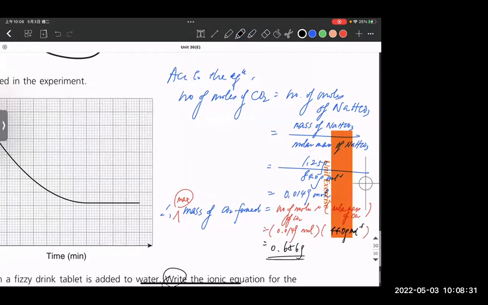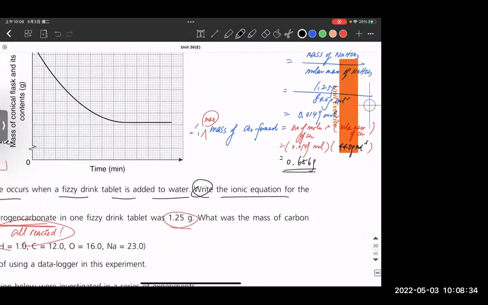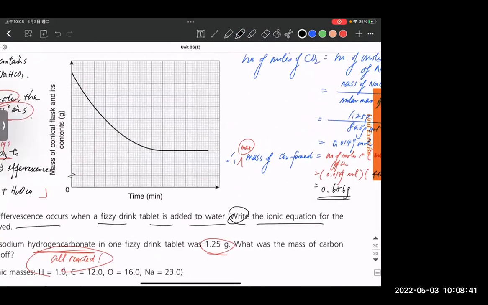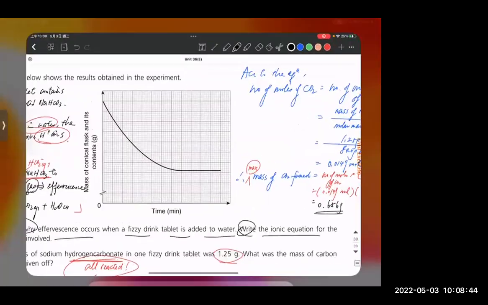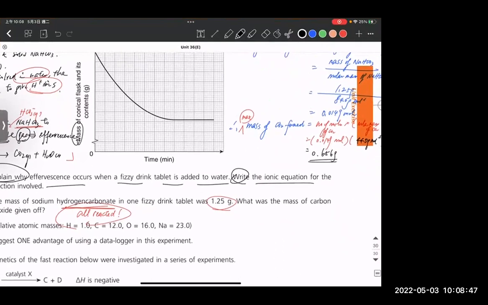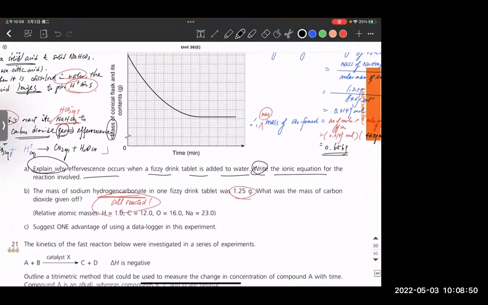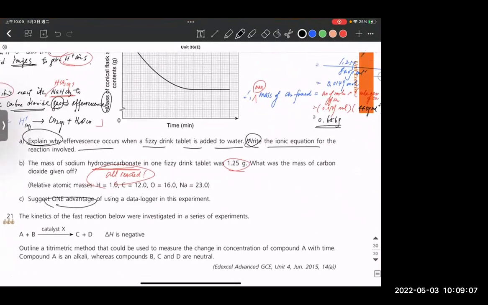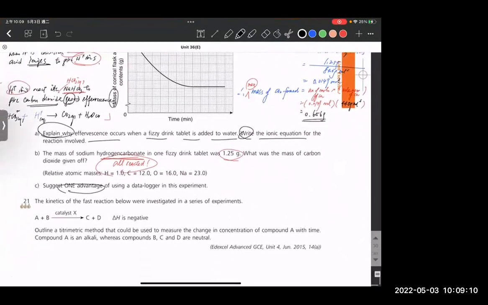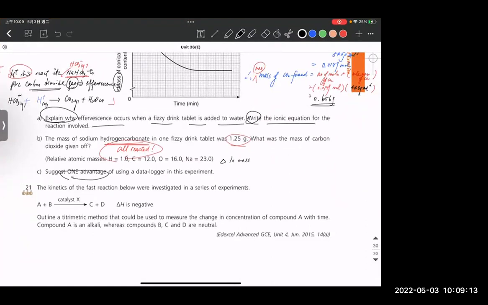But of course, in this question, they ask for mass only. But in practical sense, besides mentioning the mass, you can also measure the volume, right? So you may find the mass first over here, which will drop at 0.656. Okay, you get my point. So just one advantage of using data logger in this experiment. Don't mention it again. You should know the answer, right? You can get continuous data, and somebody may also think of the change in mass. The change in mass over time is very small.